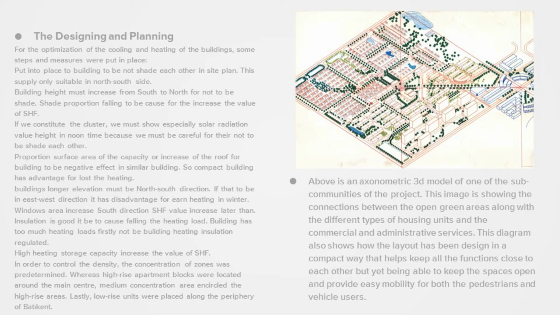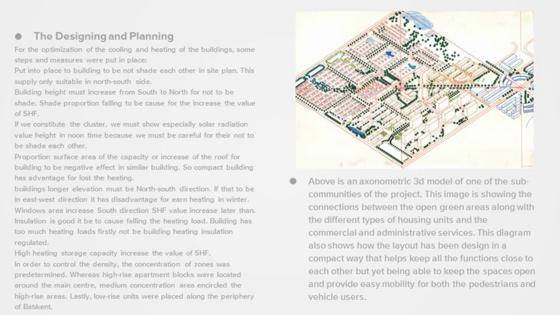Then on the right side of the screen, what you can see is a 3D axonometric model of the matrix of how this design was carried out. This shows the communities within the project along with the accessibility and the greenery that exists within the site.